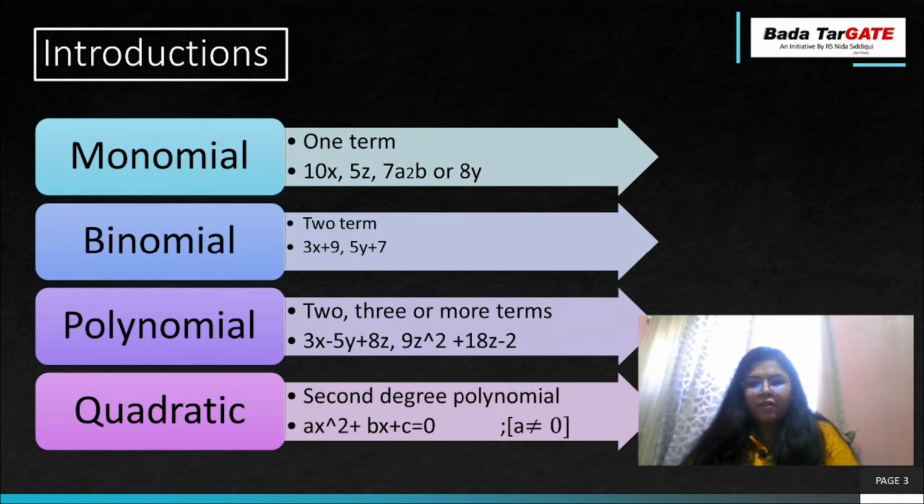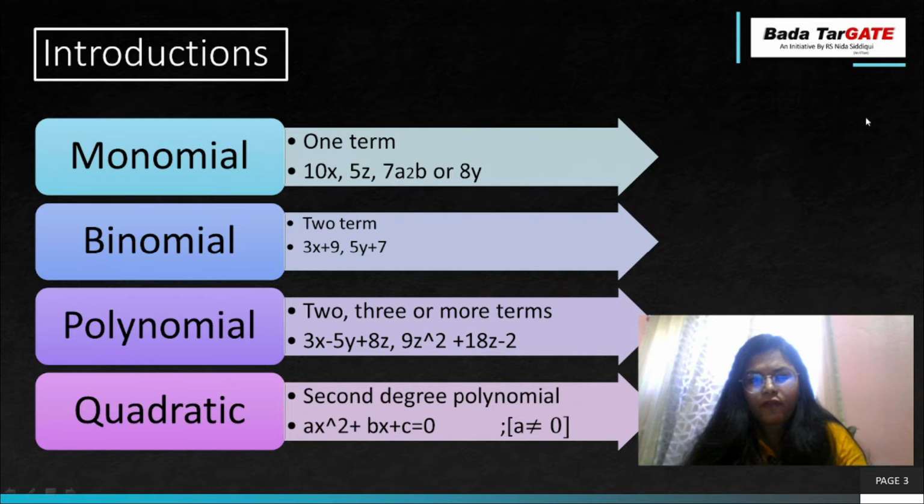Now comes algebra, where we have different types of equations. First we have monomial, in which one term is required. For example, 10x, 5z, 7a square b, or 8y. The second is binomial, which has two terms. For example, 3x plus 9, 5y plus 7. In polynomial, we have 2, 3 or more terms. For example, 3x minus 5y plus 8z, where x, y, z are the three variables. Then we have 9z square plus 18z minus 2. This is one example of a polynomial equation.